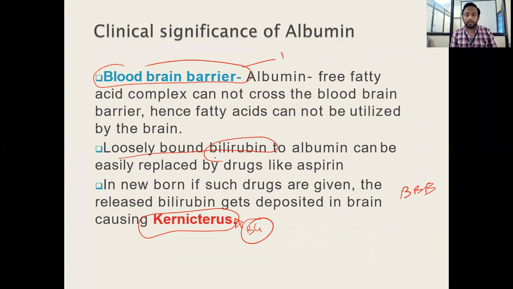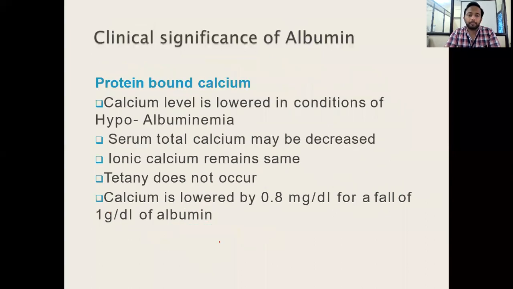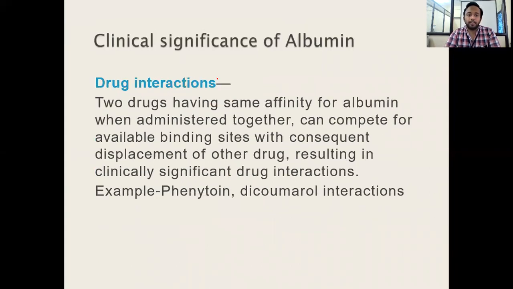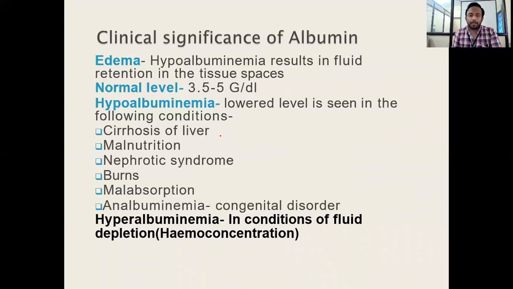The bilirubin which is carried by albumin can cross the blood-brain barrier and cause kernicterus, and this is most commonly seen in newborns with increased bilirubin levels, hyperbilirubinemia. Okay, some amount of calcium is also bound with albumin, which we have seen in the last class. Okay, these are the causes.